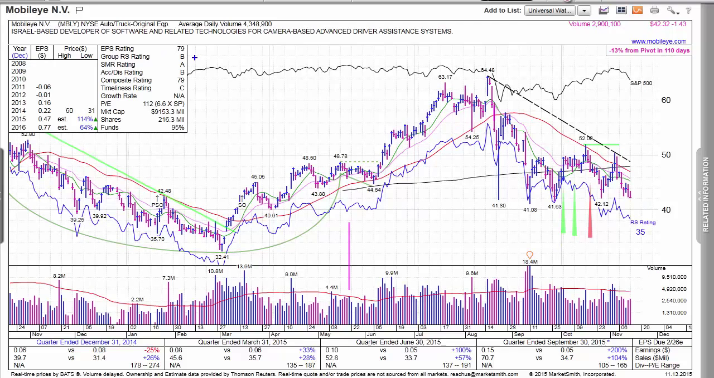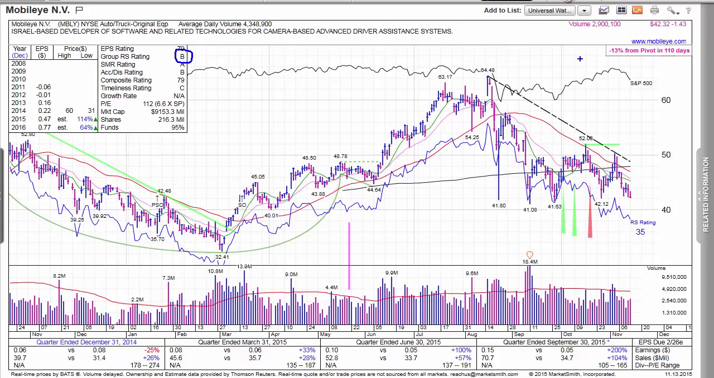Looking at the daily chart, we see that the group relative strength for Mobileye is a B. That's on a scale of A to D. A B group relative strength rating is a little bit lower than we would normally like. We want to see stocks that are in the top 40 industry groups, which are generally A-rated.